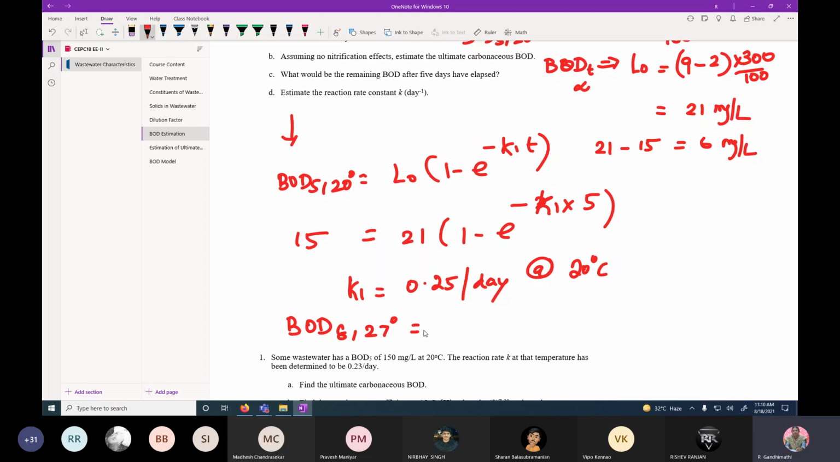To proceed with this, you have to find out what will be the K1 value at 27 degree temperature. You have to use the factor as 1.056. K1 value at any temperature, that is 27, is K1 value at 20 degree and 1.056 to the power T minus 20, that is 27 minus 20. Then use the formula L0 (1 minus e power minus K1), whatever the value you are getting, into T as 8 days.